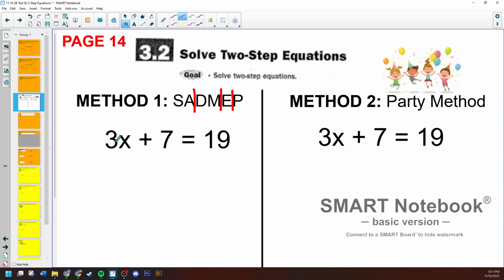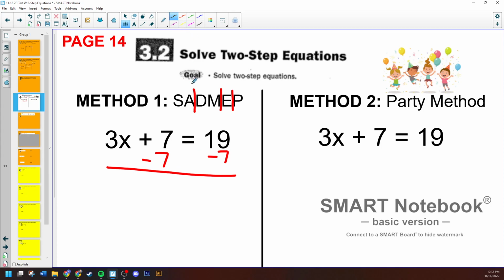So we realize that x is being multiplied by 3 and 7 is being added to it. According to SADMAP, we deal with subtraction and addition first. So right here we have a plus 7. We're going to subtract 7 from both sides. So that's going to be our first step. Make sure you're writing it on both sides.